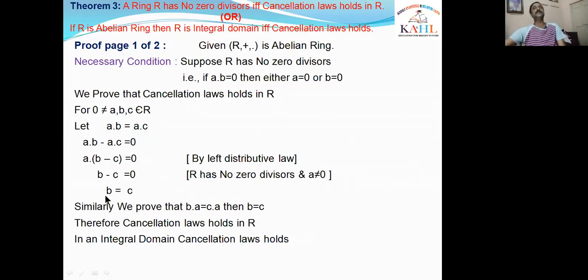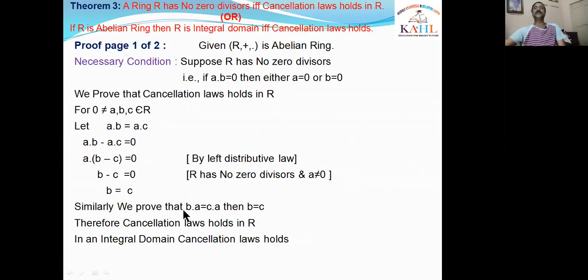B minus C equal to 0 means B is equal to C. I have taken that AB is equal to AC, but the result is B is equal to C. That means the left A was cancelled. Did you observe the first line and the last line? AB is equal to AC we have taken, B is equal to C. What vanished? The left-hand side A vanished. Is it right? That means the left cancellation law is successful. Similarly, we prove the right cancellation law.